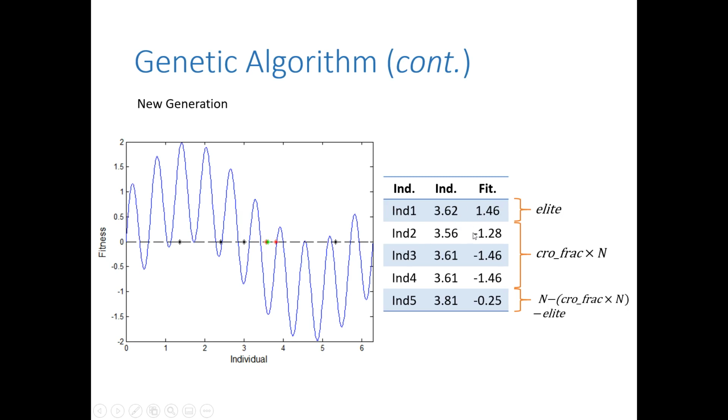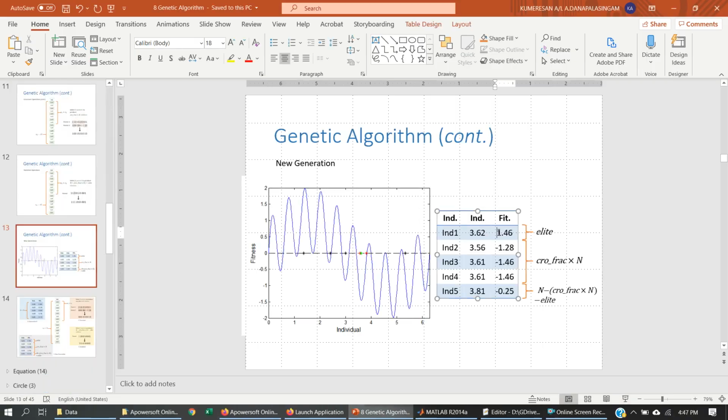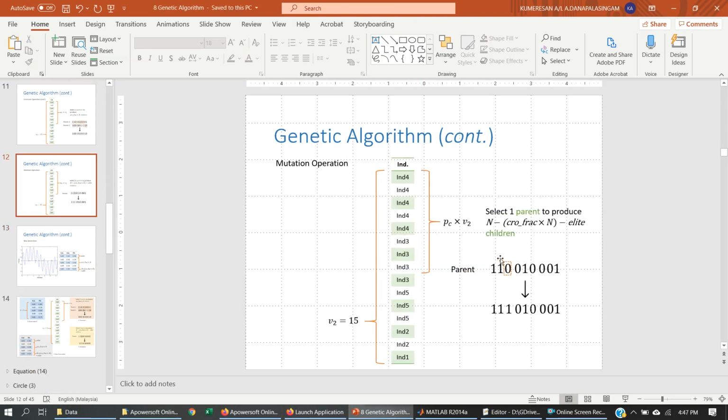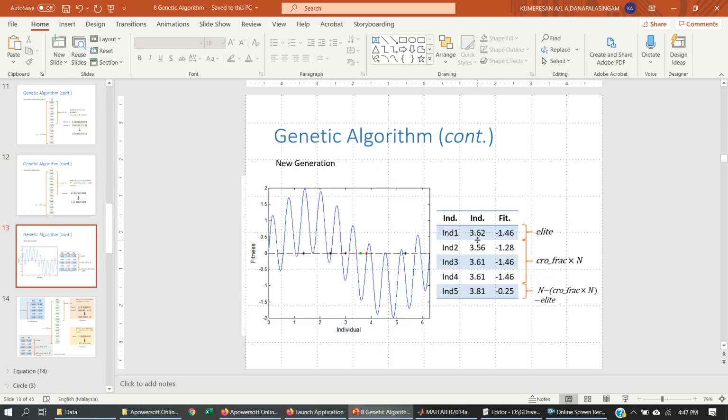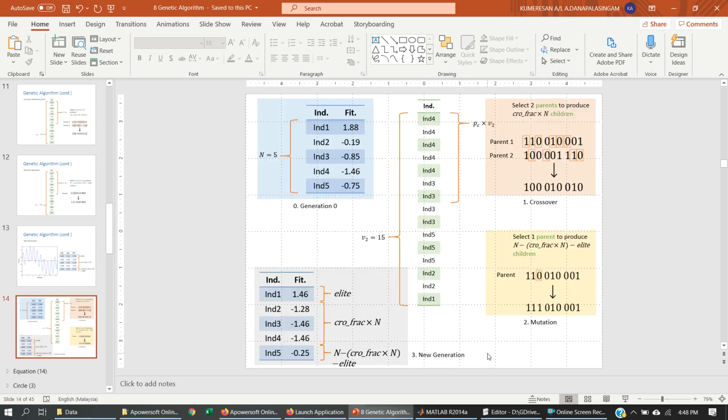This is a mistake. This should be minus 1.46. Let me just quickly change it. Individual 1, yes.